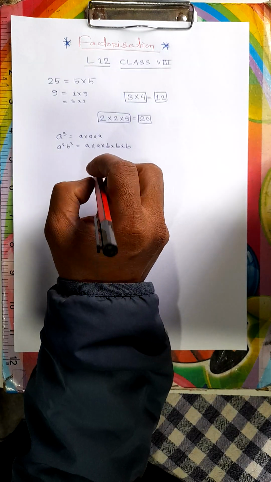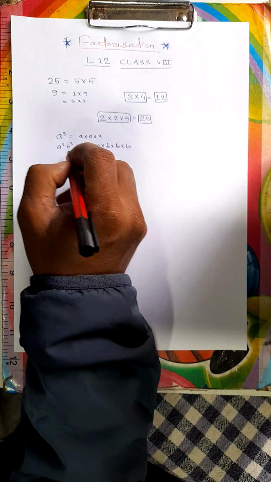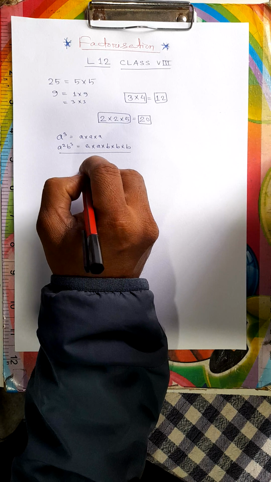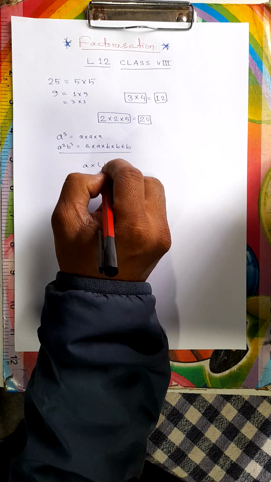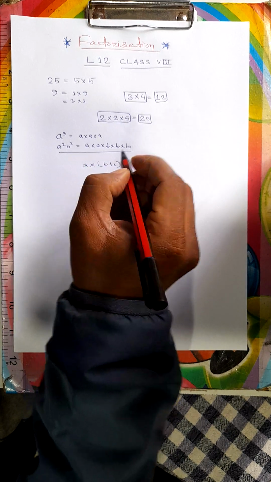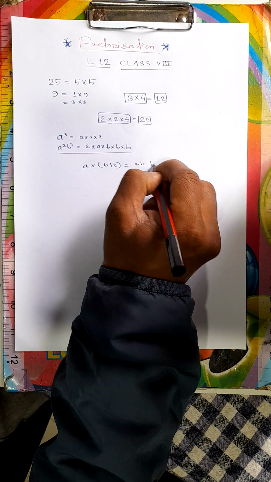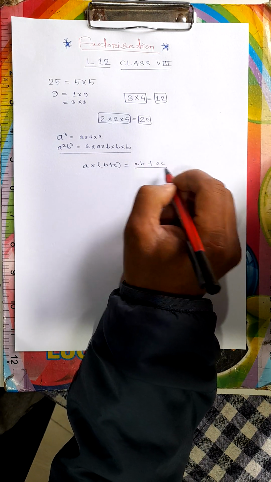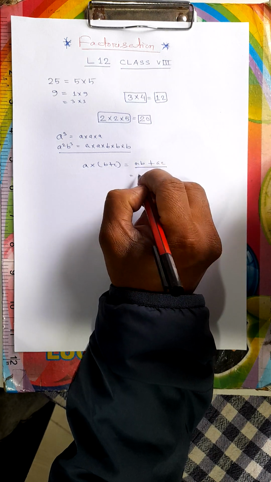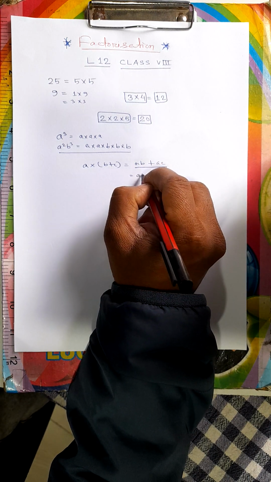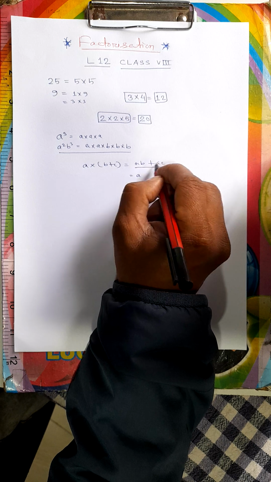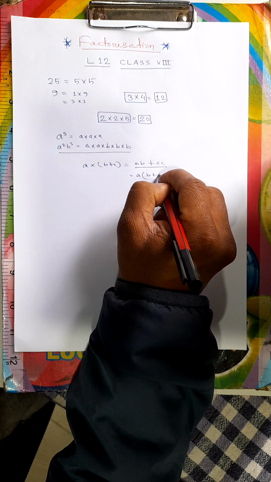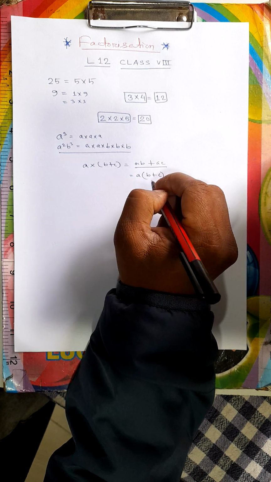We have also learned one thing, the distributive property, right? a multiplied by (b plus c) equals ab plus ac. That means when you are given ab plus ac, you can factorize it by taking the common factor out of the bracket, and you will write it as a multiplied by (b plus c).